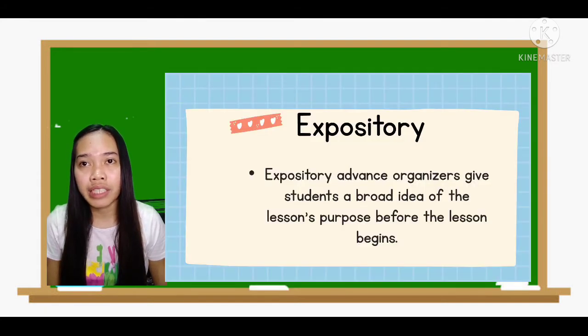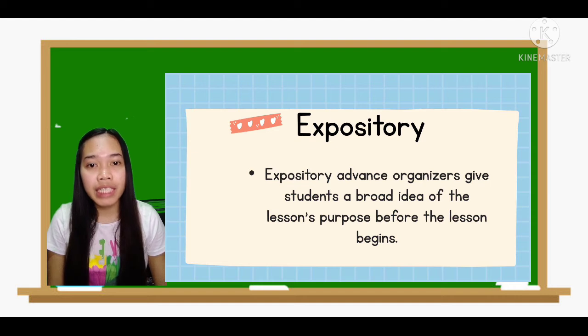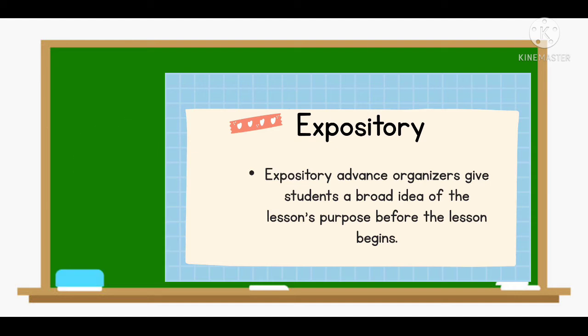Next is expository. Expository advanced organizers give students a broad idea of the lesson's purpose before the lesson begins. For example, a teacher may tell students what the lesson's goals are. We've talked about what habitats are and why some animals prefer to live in different places than other animals do. Our goal today is to learn about the 4 layers of the tropical rainforest and which animals live in each of those different layers. Teachers often also write the goals on the board.